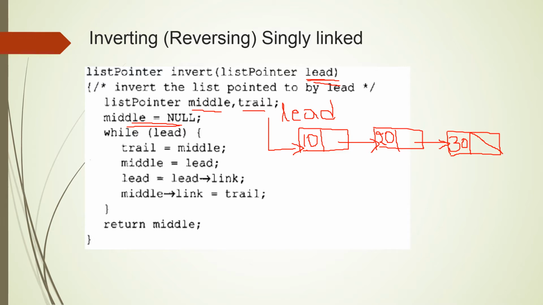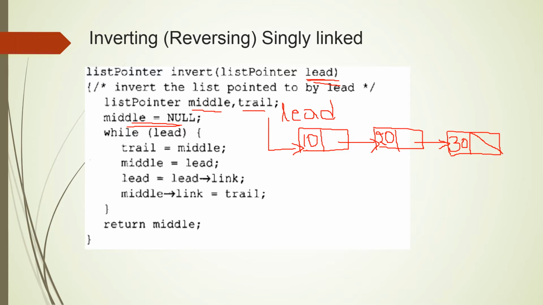Let us assume that this node is not present. That means the linked list is not present in the memory. Then the value of lead is null. Then it will return null. No question of reversing a linked list if there is no node in the memory. If there is a node in the memory, then you have to reverse by using this code.